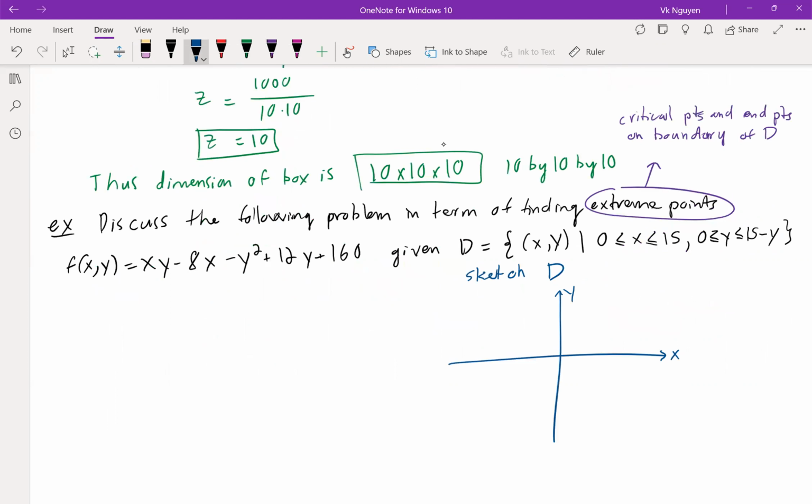What are we going to do here? x from 0 to 15, y from 0 to 15 minus x. So when x equals 15, y is equal to 0. And when x equals 0, y is equal to 15. Man, I cannot draw a straight line. Okay, it's a straight line here. So we have a region that's inside. This is the region D right here. Everything is in here, including the boundary.